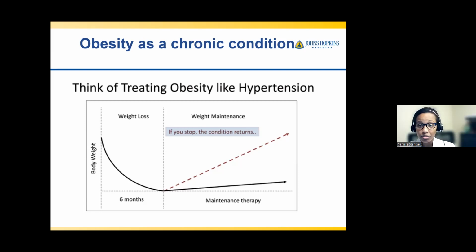When the blood pressure improves, for instance, we don't stop the medication because it's maintaining our blood pressure. The same goes for obesity. We don't stop the medication once we found success. We continue it because it is continuing to work for us.